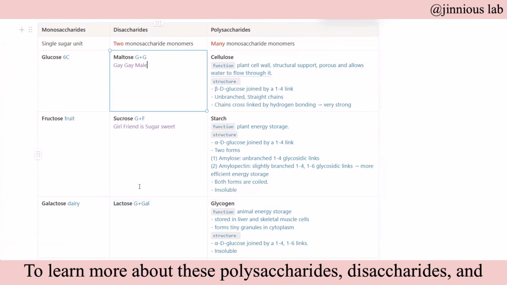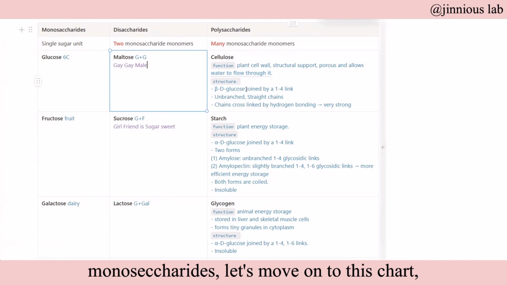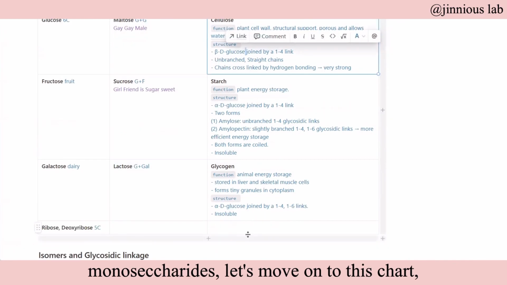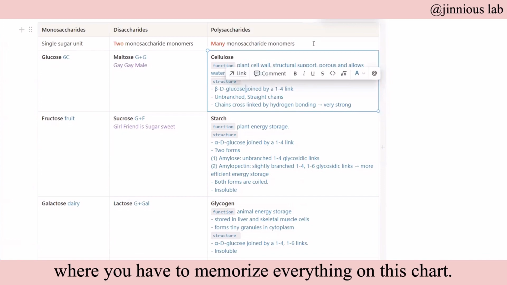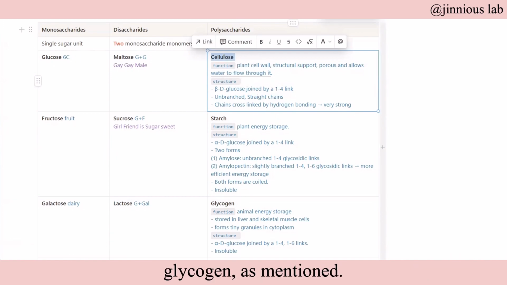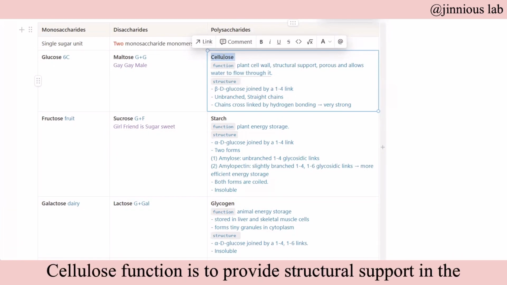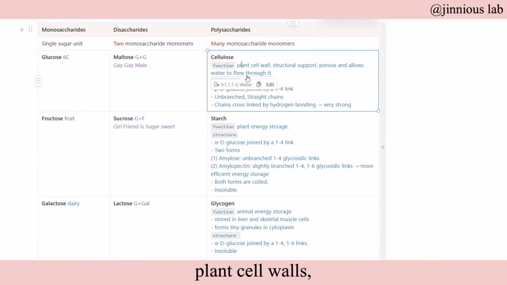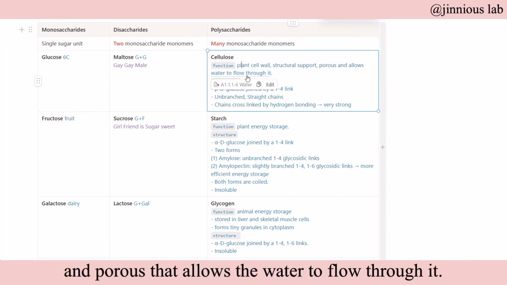Now, to learn more about these polysaccharides, disaccharides, and monosaccharides, let's move on to this chart where you have to memorize everything on this chart. So, polysaccharides examples include cellulose, starch, and glycogen as mentioned. And cellulose's function is to provide structural support in the plant cell walls and is porous, which allows water to flow through it.